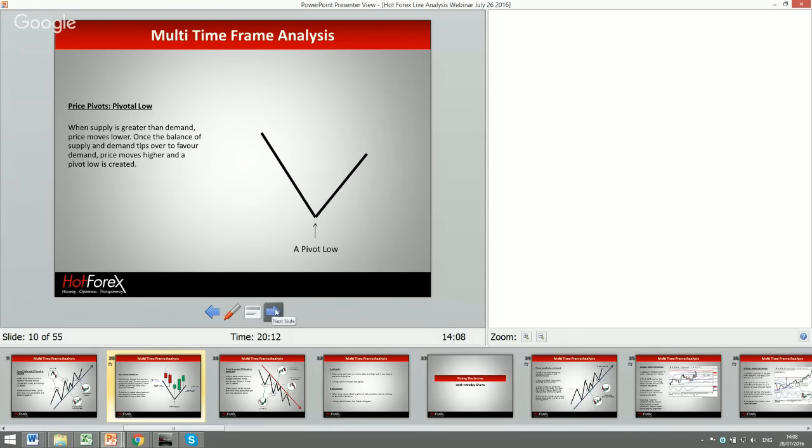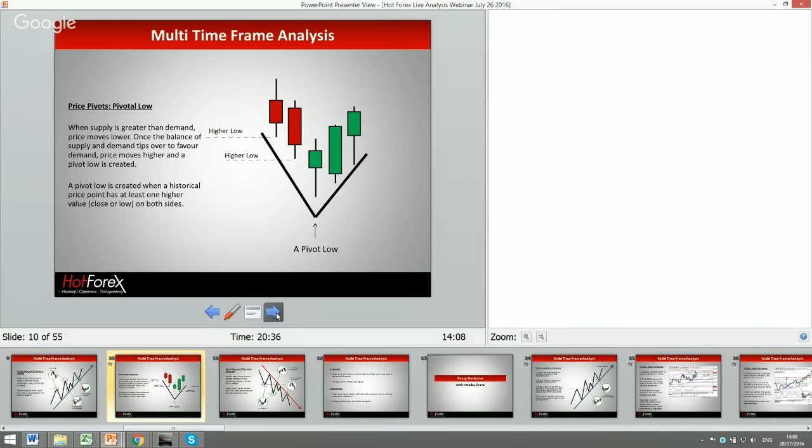Pivot low, it's just the opposite. With pivot lows, we've got the market moving down, supply greater than demand. Buyers come in at this bottom at the end of the third candle, the sellers are exhausted, price won't go any lower, so the fourth candle moves us back up, and the fifth candle moves us back up again. Just like with a pivot high, we had higher lows, lower highs.